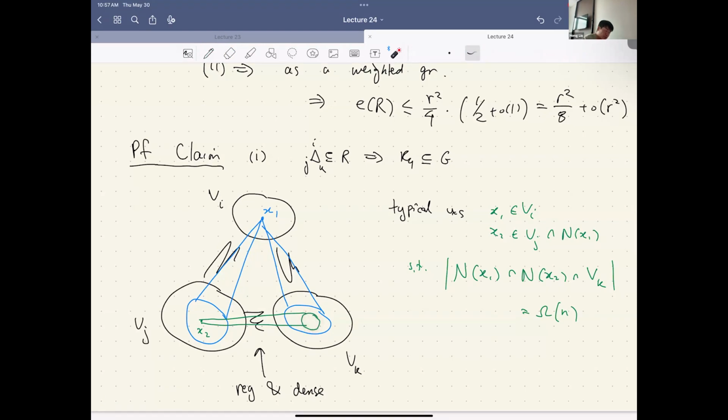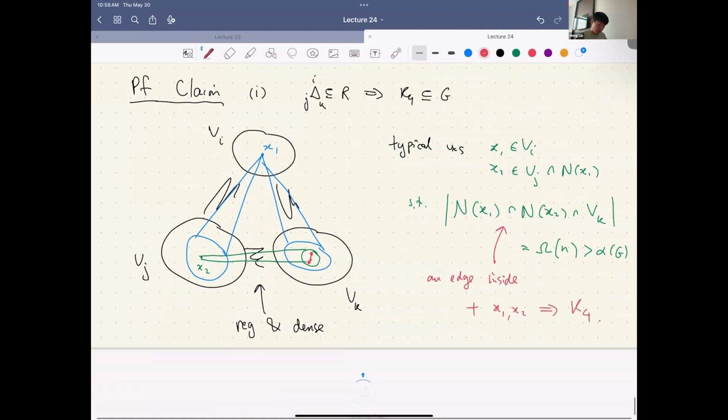Linear size means what? This is bigger than the independence number of G. That means there is an edge inside. Put an edge inside together with x1, x2, which plus x1, x2 give you a K4 in G. That's a contradiction. Our graph is K4 free. That's the first part.